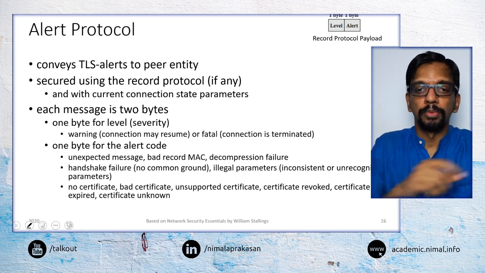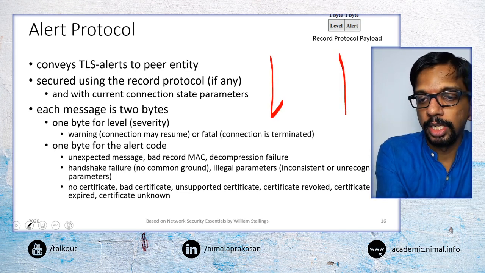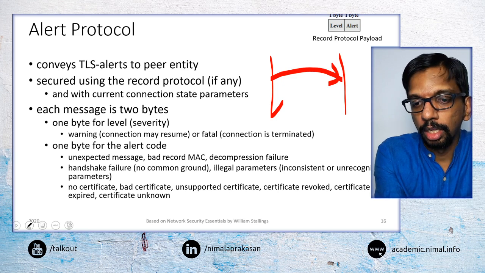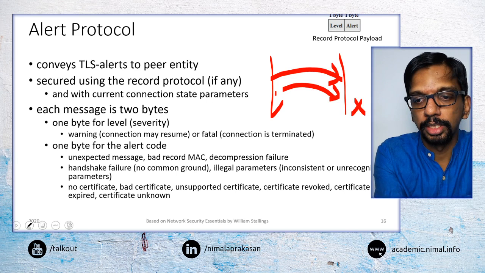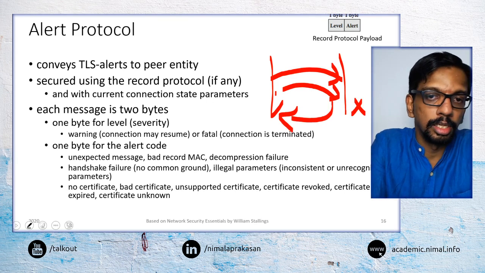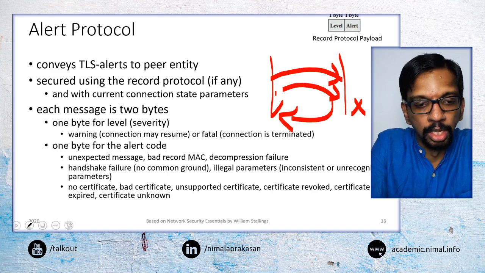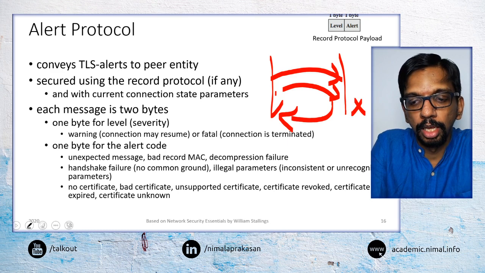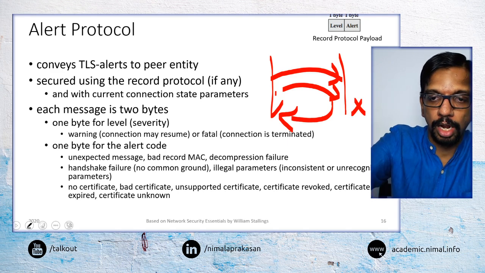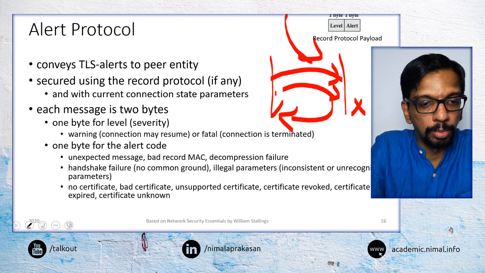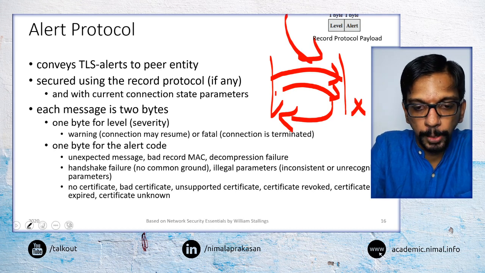Say, for example, a communication is established between a client and server, and when the message is received at the other end there's an issue with decompressing it, then it may send back an alert saying there is a decompression failure. There could be other issues like handshake failures and illegal parameters. If there are other parties intercepting the traffic, this may also lead to some of these alerts being produced.